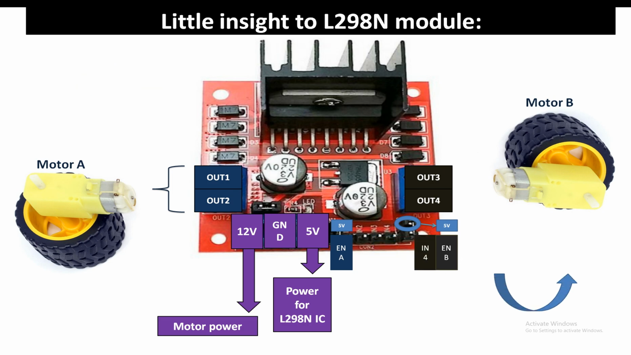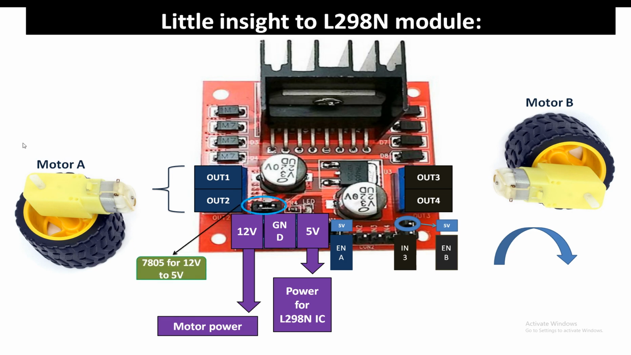Now guys, again, if you give 1 to the IN4 pin, motor B will move in one direction. If you give the IN3 pin 1, then motor B will move in the opposite direction. So IN3 and IN4 are for motor B, IN1 and IN2 are for motor A.